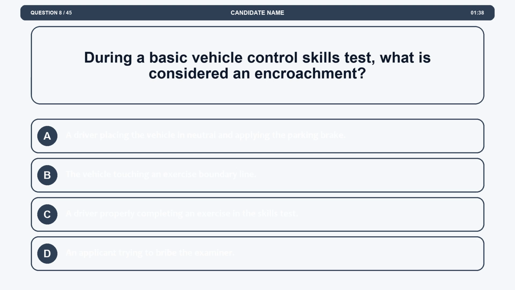Question 8. During a basic vehicle control skills test, what is considered an encroachment? Option A. A driver placing the vehicle in neutral and applying the parking brake. Option B. The vehicle touching an exercise boundary line. Option C. A driver properly completing an exercise in the skills test. Option D. An applicant trying to bribe the examiner.